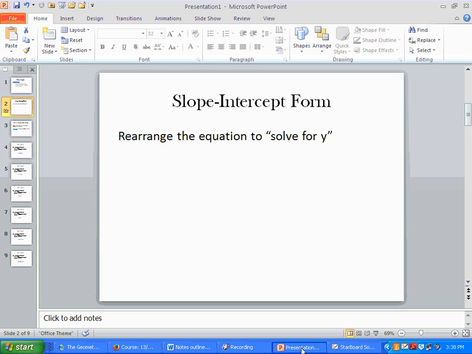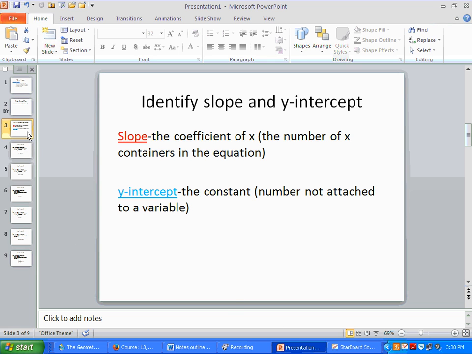Once we have the equation written or rearranged so that y is all by itself, our next task is to identify the slope and the y-intercept. The slope is the coefficient of the x's. That is, it is the number of x containers or pawns in the equation. The y-intercept is the constant, the number that is not attached to the variable.